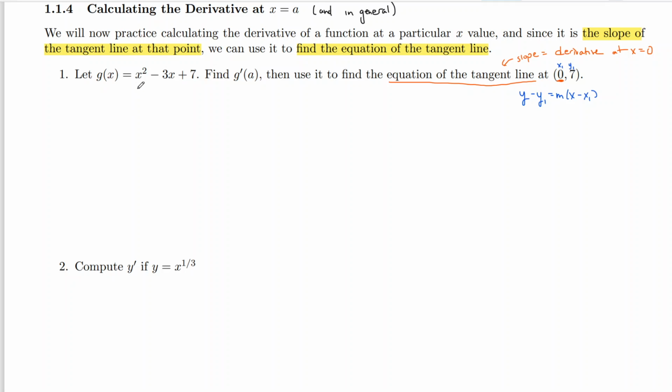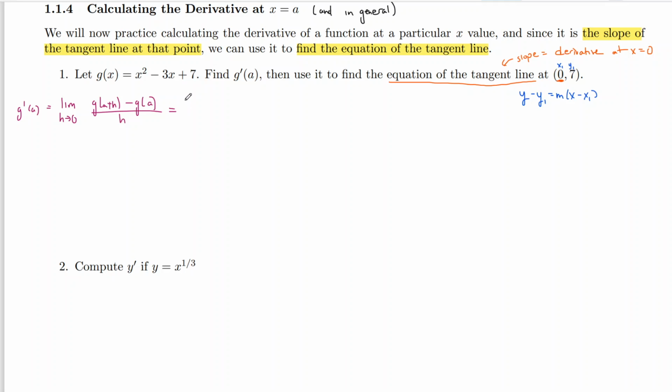We've got g of x equals x squared minus 3x plus 7. Well, the definition of the derivative, we do the limit. I'm going to pick the one where h goes to 0. We have g of x here, so I'm going to do g of x plus h minus g of x over h. And just as far as notation goes, I need to not use x here, but use a, because we want g prime of a. And that's what this is going to equal.